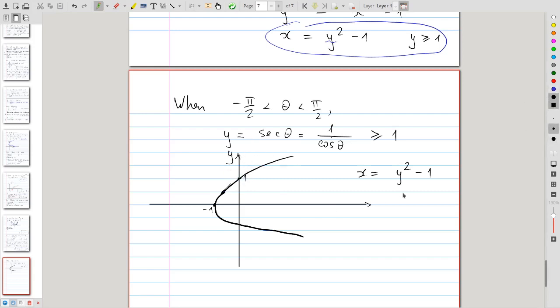And so now again I have to erase the part of the parabola that corresponds to values of y less than 1. So here are all such points on the curve, and I only have this part of the parabola. Okay, great. And so I have the shape of my curve.